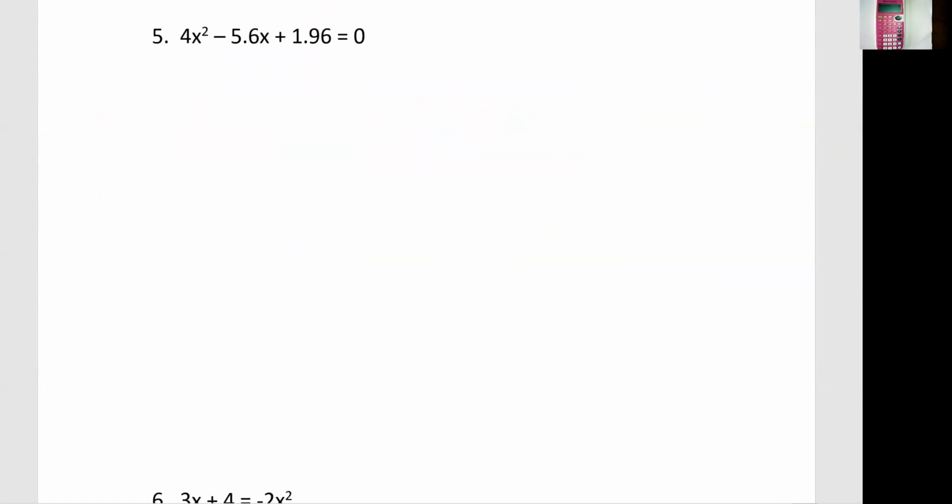Number 5, we have decimals. If you hit the help me solve this in MyMathLab, they might suggest that you multiply through by 100 in this case to move the decimals. I personally choose to work with the decimals. So A is equal to 4, B is equal to negative 5.6, and C equals 1.96. Just substitute your values in.